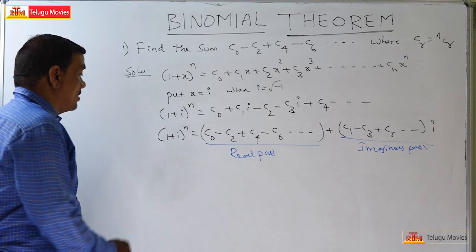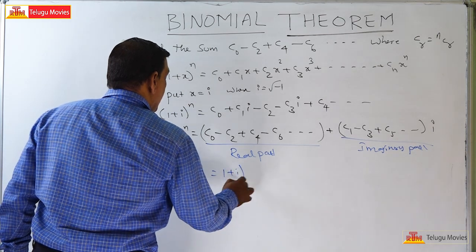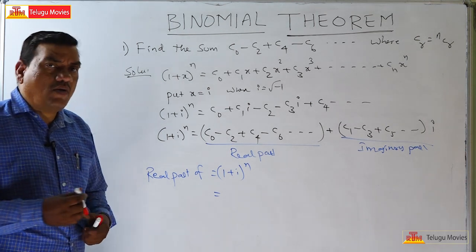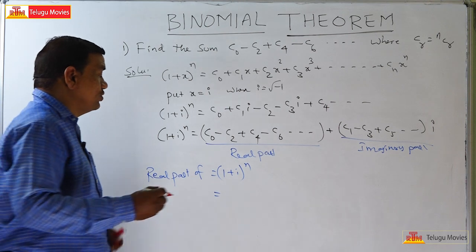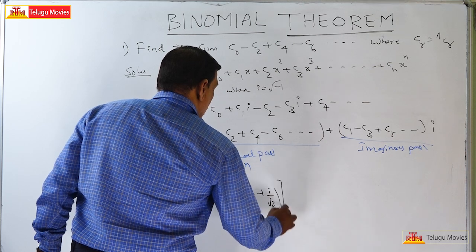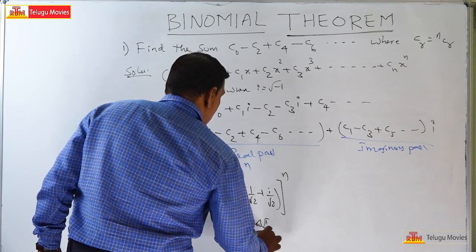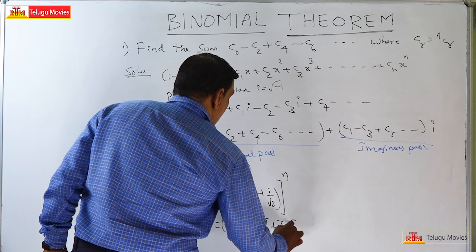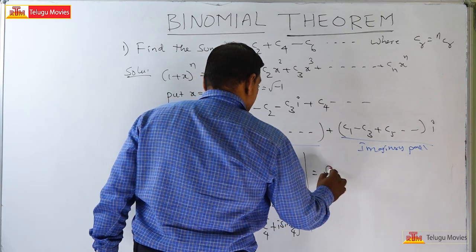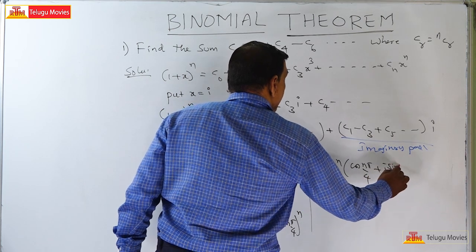So what is the real part of (1 plus i) whole to the power of n? Now the total problem becomes one in complex numbers, so write it in Euler's form. You know that we multiply and divide to get (1 by root 2 plus i by root 2) whole to the power of n. So this is root 2 whole to the power of n times (cos pi by 4 plus i sin pi by 4) whole to the power of n. According to de Moivre's theorem, this is cos n pi by 4 plus i sin n pi by 4.